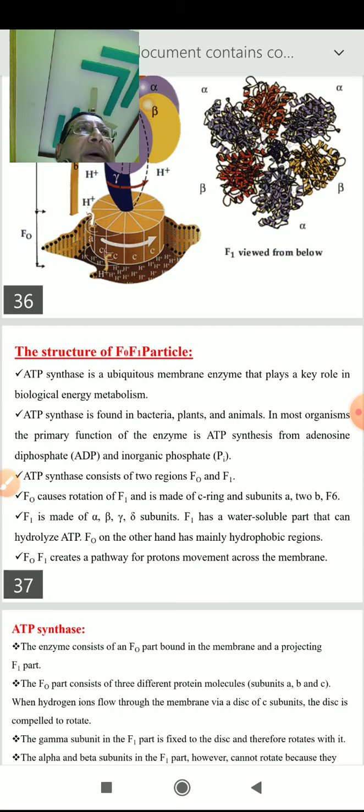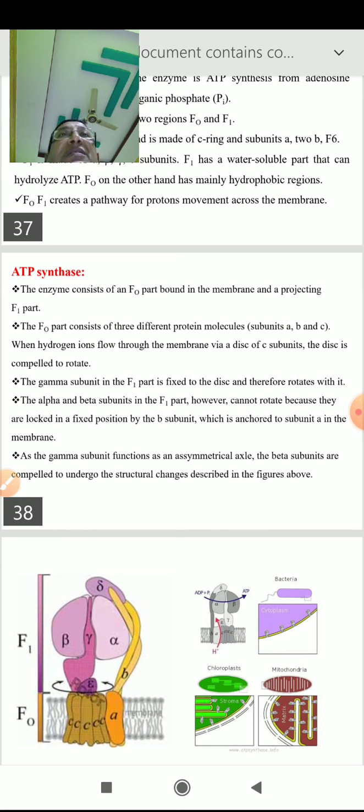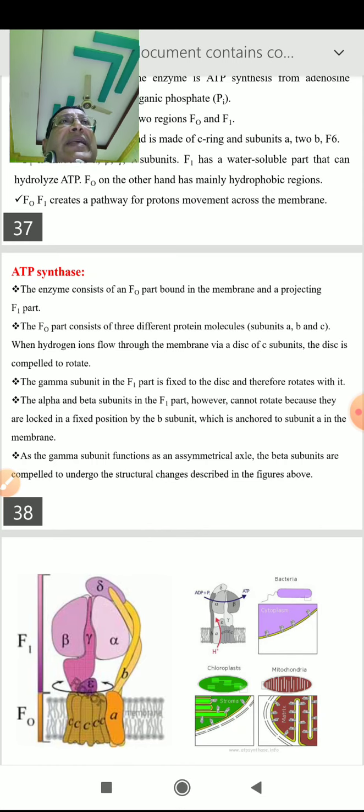F1 has a water soluble part that can hydrolyze the ATP. F0, on the other hand, has mainly hydrophobic regions and they are embedded in the inner membrane of the mitochondria. Together, this F0 and F1 creates a pathway for proton movement across the membranes. Now ATP synthase or ATP synthetase, the enzyme consists of an F0 part bound to the membrane and the projecting F1 part. F0 part consists of three different protein molecules, that is subunit A, B, C. When hydrogen ions flow through this membrane via the disc of the C subunit, the disc is compelled to rotate.